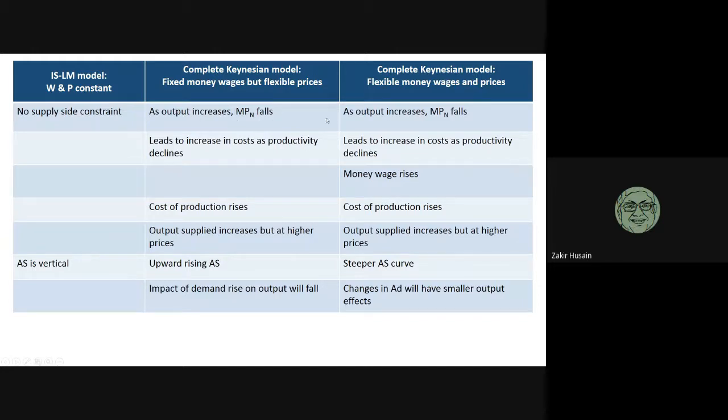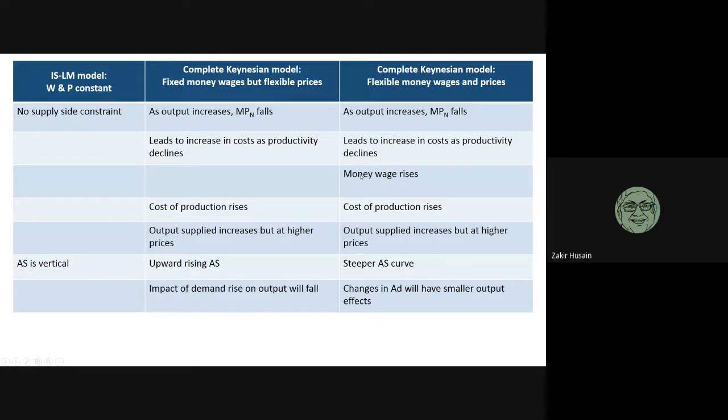Here, capacity is a problem in both the cases. So as output increases, you're moving down the marginal product curve. So MPN will fall in both cases. This leads to an increase in costs because productivity is declining. So if you want to increase output by 1 unit, if your productivity falls, you need more workers. Costs will go up in both models.